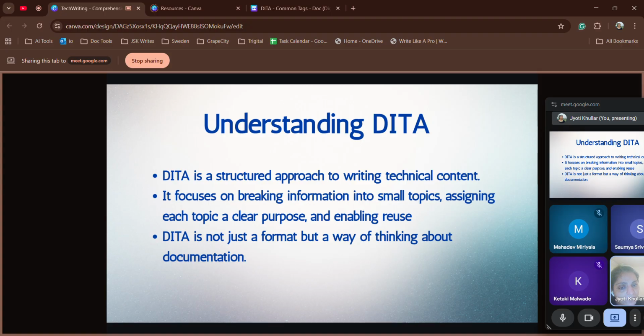So DITA is not just a format, but a way of thinking about documentation. It's not just a set of guidelines, it's the way you think the documentation should be, and it will bring that structure to your documentation as you start following it.